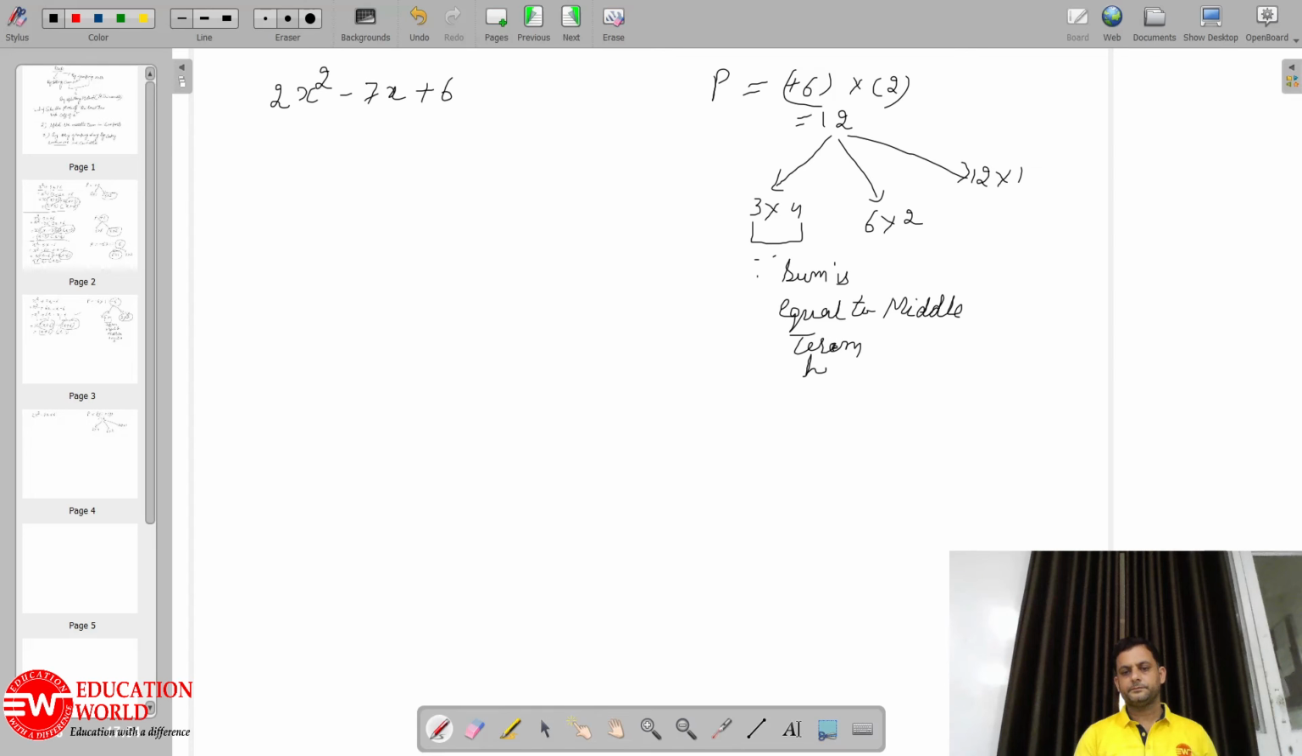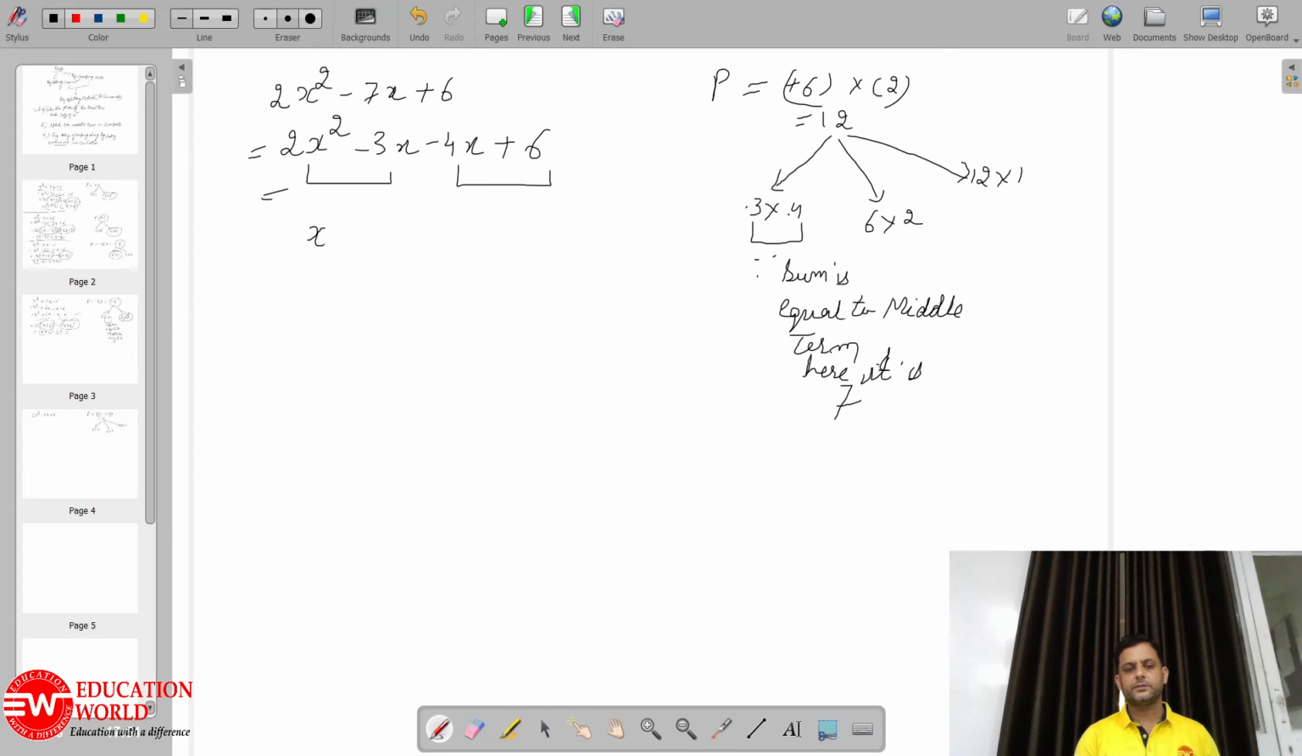Here it is 7. So both the terms I will assign a negative sign. So 2x square minus 3x minus 4x. So whatever variable is attached, attach that one, plus 6. Now what is common? Grouping for this one and for this one.